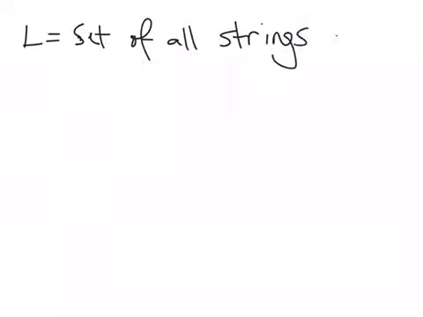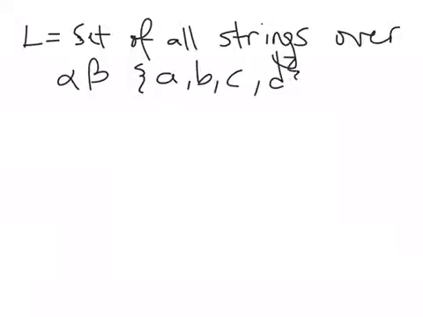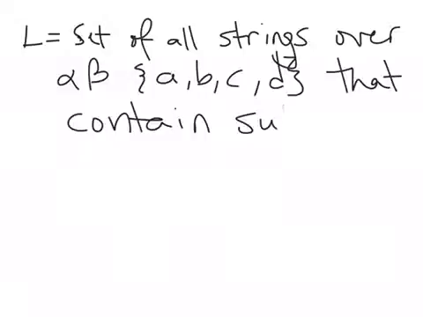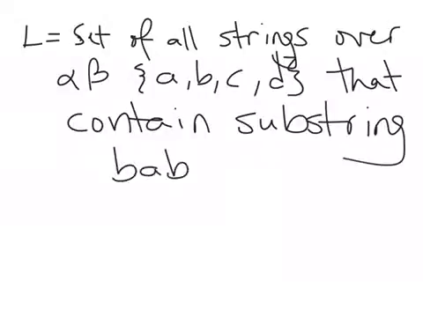Let L equal the set, my pen's not writing very well, set of all strings over the alphabet A, B, C, D, that contain the substring BABA, like Baba Black Sheep.